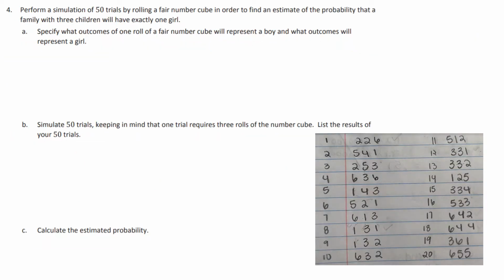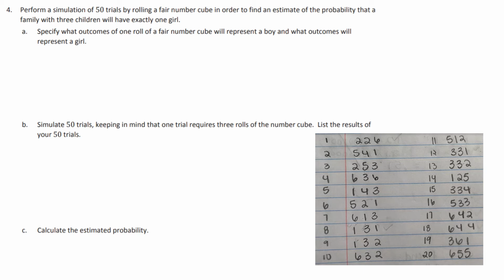So moving on to this next example, number 4, perform a simulation of 50 trials by rolling a fair number cube in order to find an estimate of the probability that a family with 3 children will have exactly 1 girl. So specify what outcomes of 1 roll of a fair number cube will represent a boy and what will represent a girl. So you can do this a bunch of different ways.